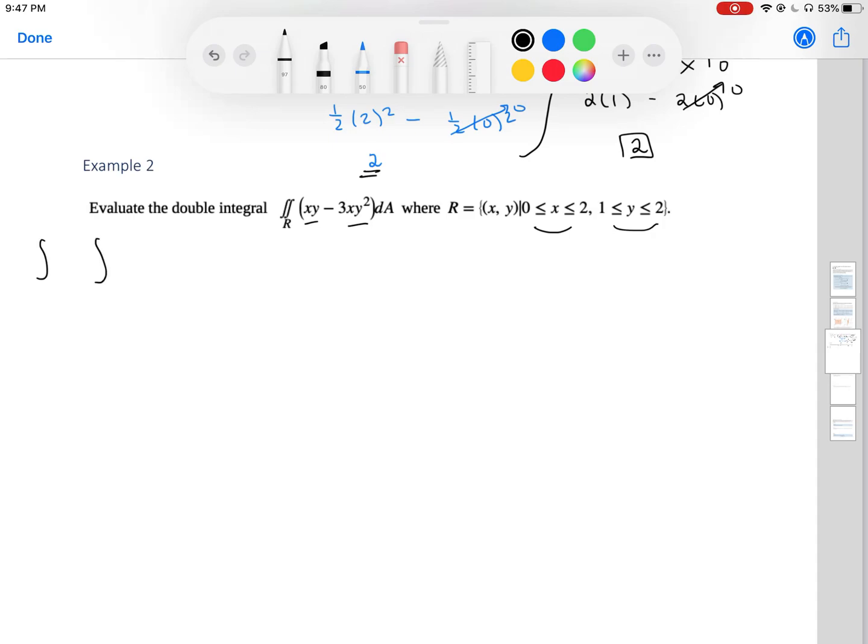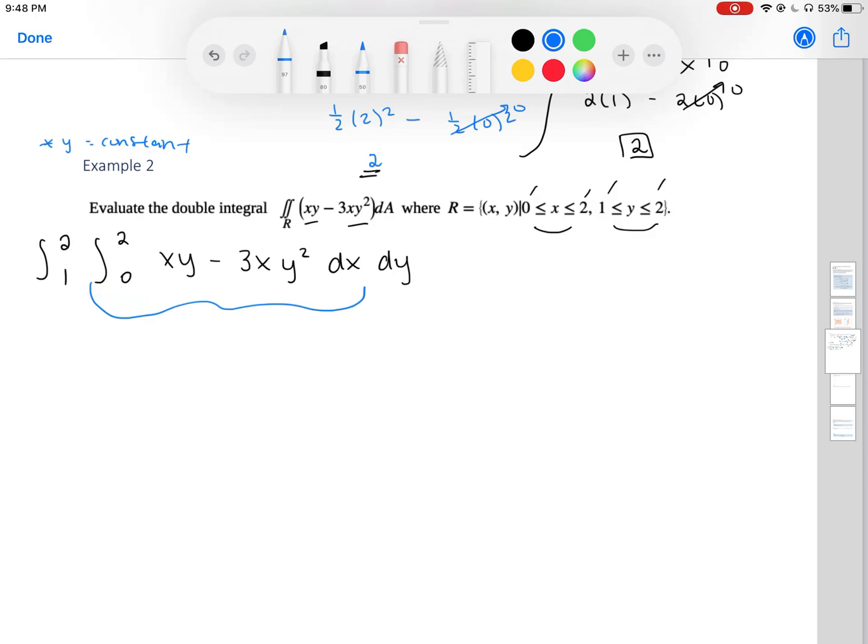So let's integrate. Let's start with x. For x's, we have 2 and 0. For our y's, we have 2 and 1. And our equation is xy minus 3xy squared. And we said we were starting with x's and then lastly our y's. So you work from the inside, then out. So let's start with our x's. Now, if we're working with x's, remember, y is a constant. So think of that as just a number.